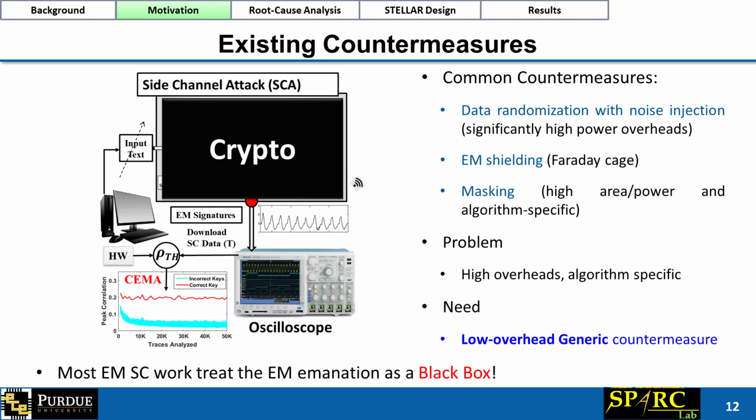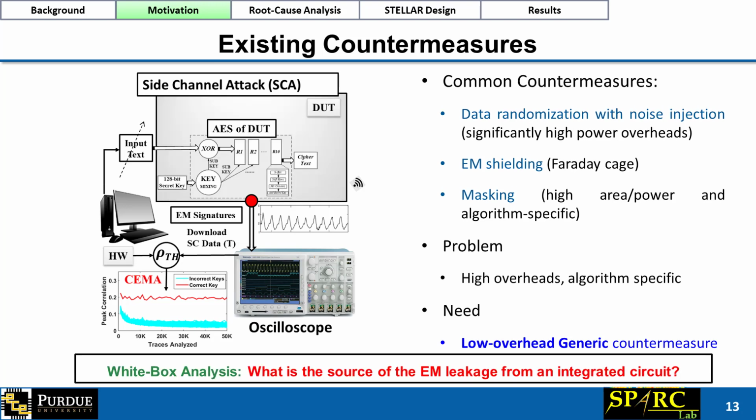Most electromagnetic side channel attacks, as well as countermeasures, treat the EM emanation as a black box, without paying attention to the cause of the EM leakage. Many countermeasures have been proposed, such as data randomization using noise injection, electromagnetic shielding, masking, each of which has its own limitations. Hence, there is a need for low overhead countermeasure, which is generic to any crypto algorithm. To achieve a low overhead solution, we need to understand the root cause of the EM leakage from the crypto IC.